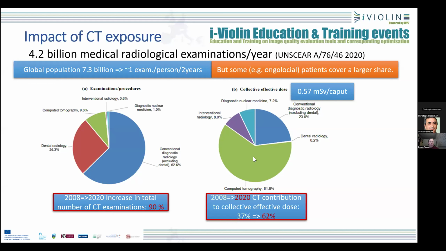What is very important to recognize is that some years ago there was some discussion that the number of CT examinations would go down because we have other imaging modalities like MRI, but this has not happened. In comparison to the previous report of 2008, the number of CT examinations has increased 90%. So it's a huge increase. If you look at the collective effective dose, based on this report, it's 0.57 millisievert per caput, and the contribution of CT examinations is huge. It was before 37%, and now it's 62%.